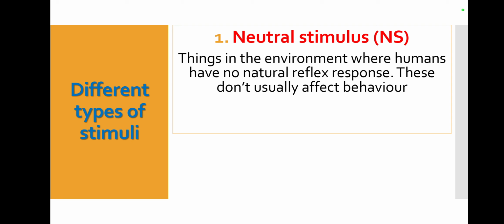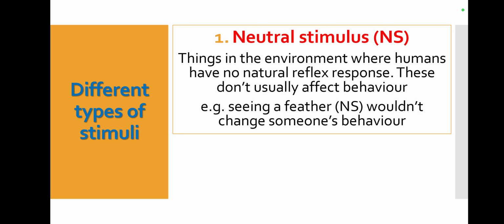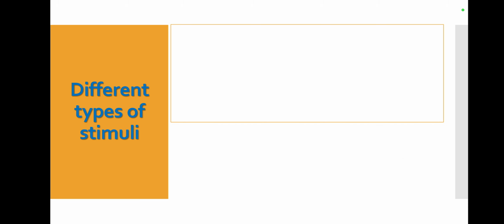So they don't really typically affect our behaviour. We have no reaction to them whatsoever. So for example, and I'm going to use the example going through, seeing a feather would be a neutral stimulus to begin with, okay? Without some sort of learnt experience, we wouldn't really have any sort of response towards a feather, okay? So that would be a neutral stimulus.